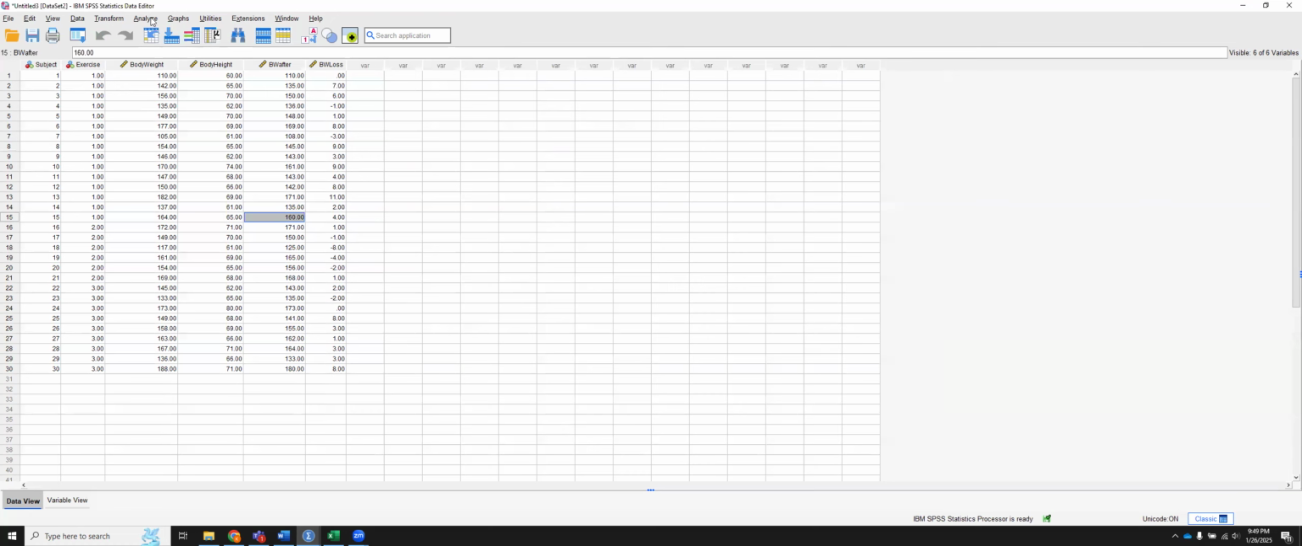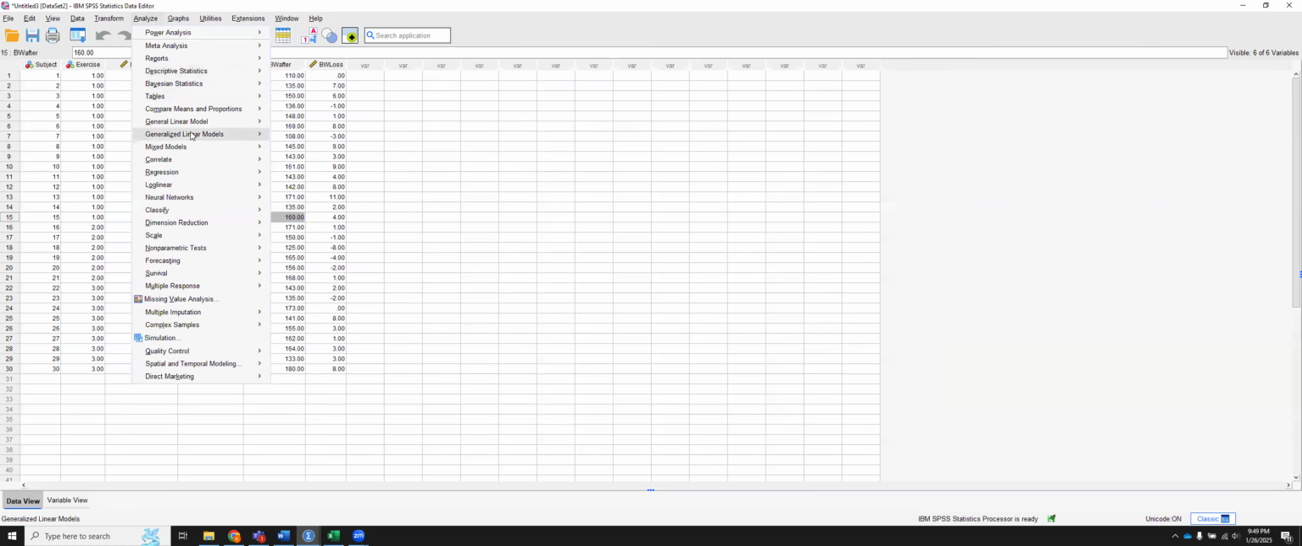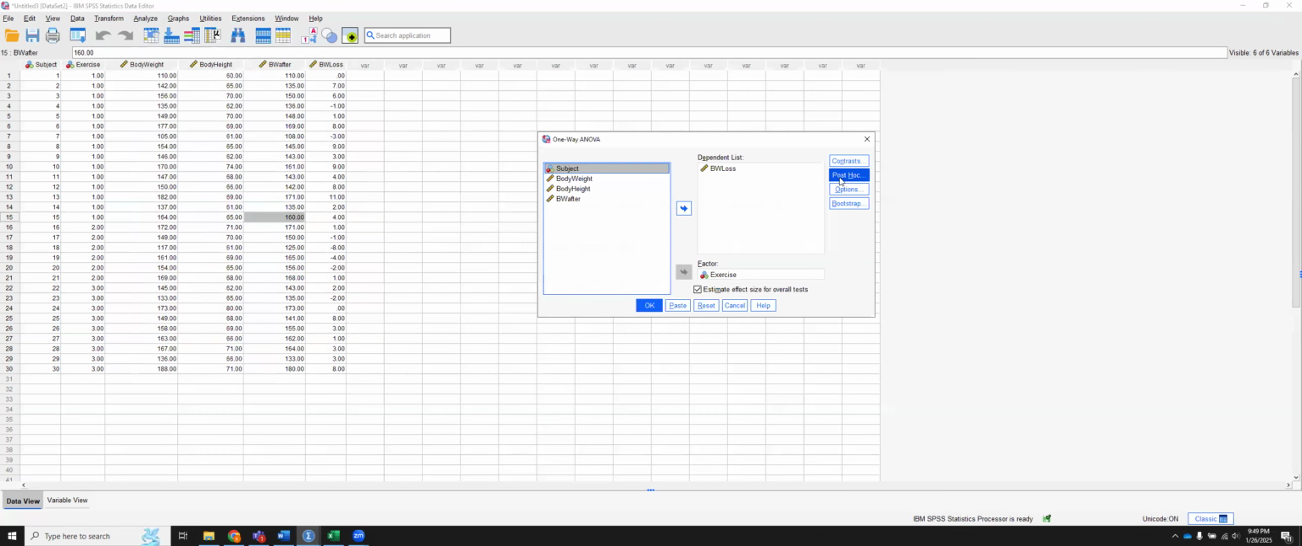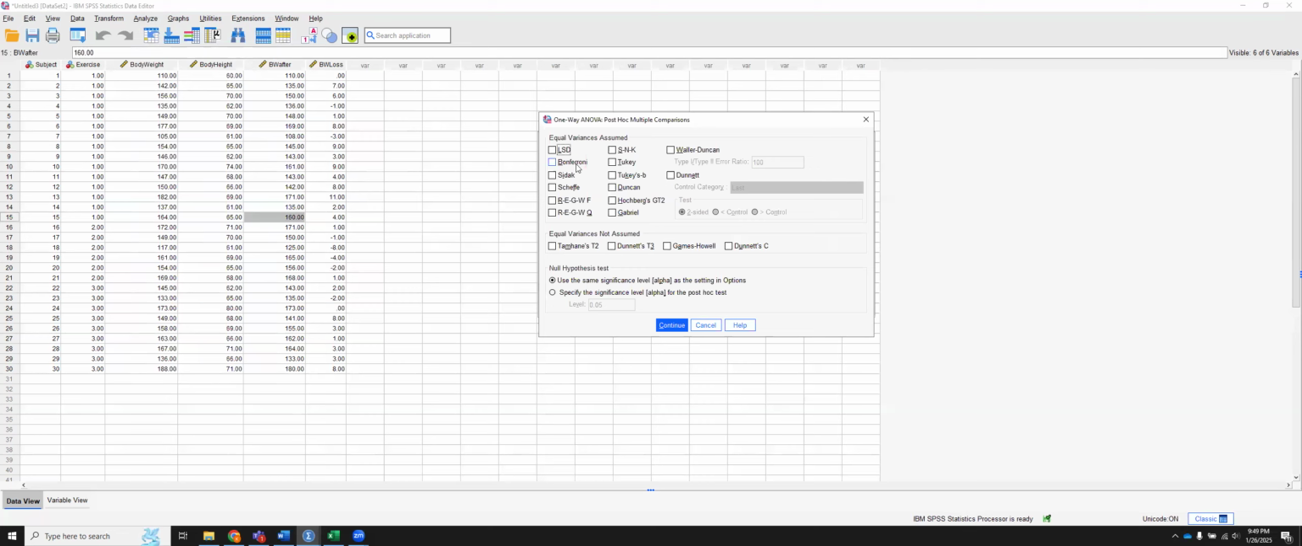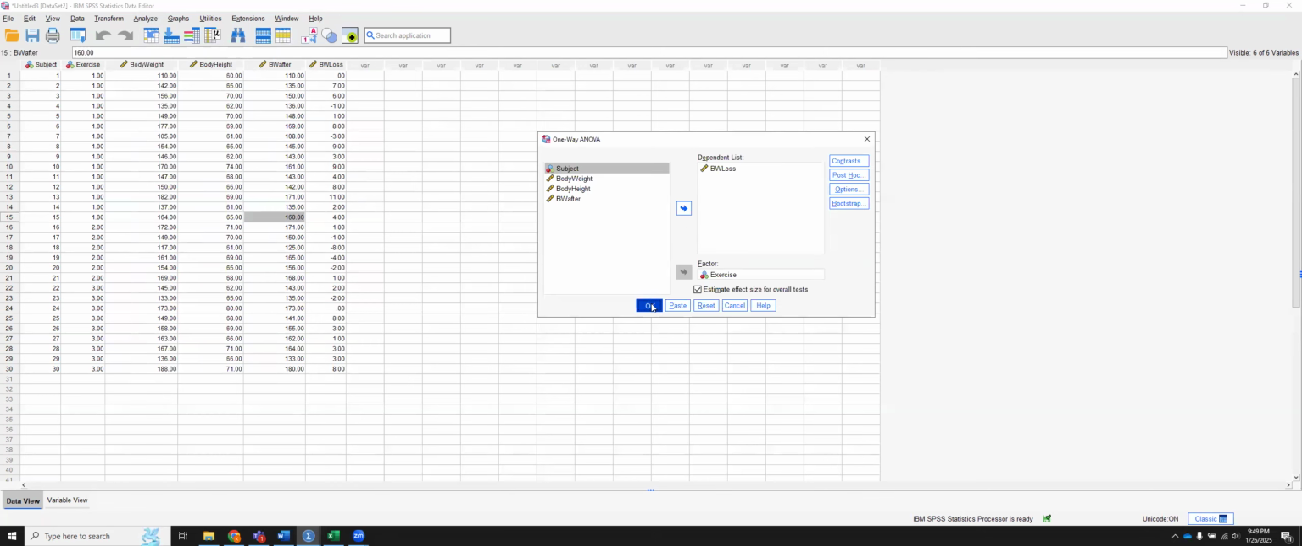So what we can do is the post hoc. Compare Means and Proportions, One-Way ANOVA. In this one, we just click Post Hoc. Usually we use Bonferroni, which is the most common one, but of course you can use the others, as they serve different purposes. For this one, you can continue and click OK.